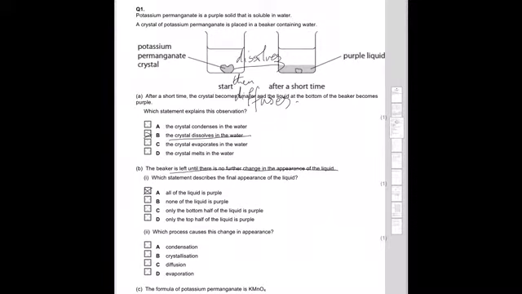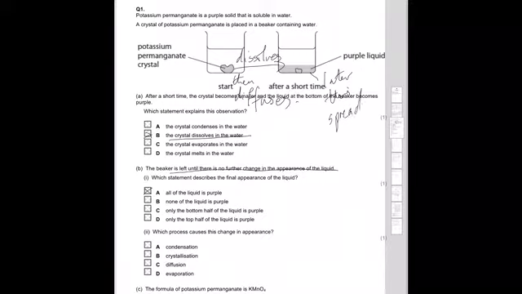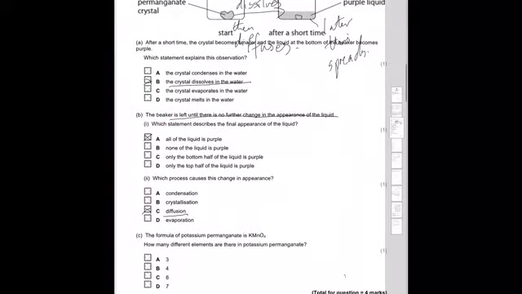So what will happen is that purple colour will diffuse. So I've written down later this spreads. This purple colour will diffuse, so all of the liquid is purple. A lot of people went for C, which is wrong because eventually it will all spread. The process is called diffusion.